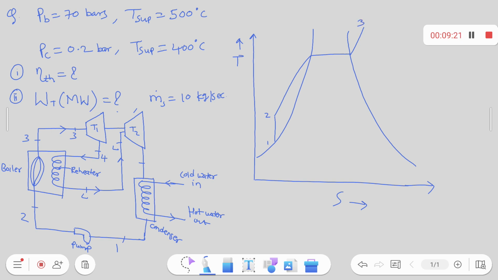1 to 2 is isentropic compression. 2 to 3 is heat addition inside the boiler at constant pressure; the 2 to 3 line is a constant pressure line. 3 to 4, what happens inside the turbine? Isentropic expansion till the saturated vapor line. That is given in the problem, right? So, saturated vapor line.